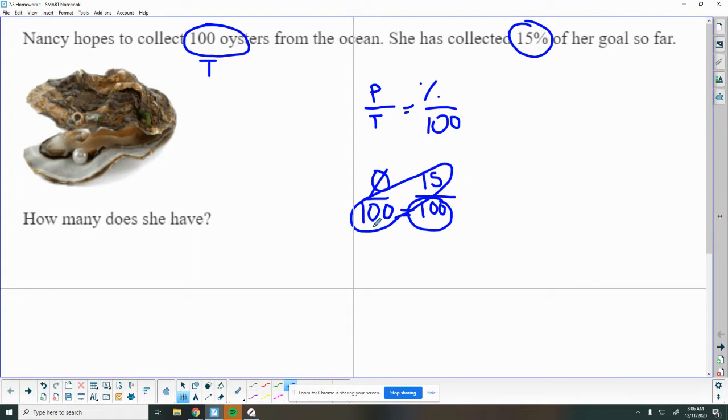Another thing we can notice is how do we get from 100 to 100? What would you multiply by? And you're going to do the same thing for the numerator.